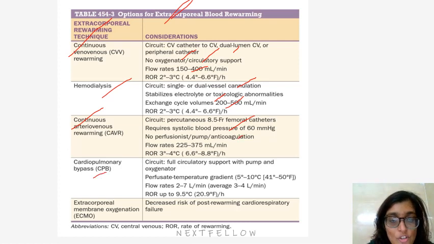Cardiopulmonary bypass and extracorporeal membrane oxygenation. It is full circulatory support with pump and oxygenator. Temperature gradient is 5 to 10 degrees Celsius. Flow rates are 2 to 7 ml per minute. Extracorporeal membrane oxygenation, that is ECMO: there is decreased risk of post-rewarming cardiorespiratory failure.